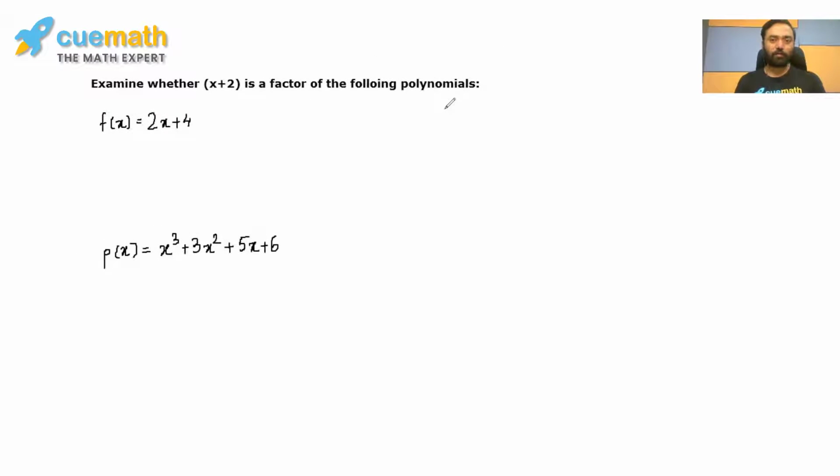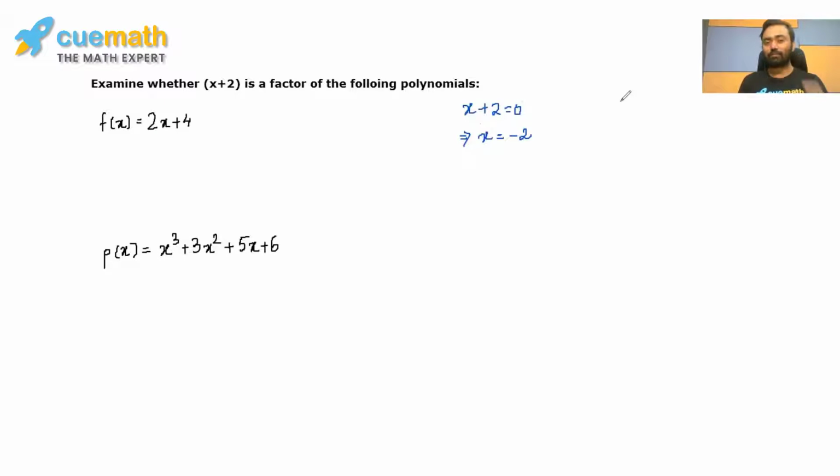So we have been given a question where we have been asked to examine whether x plus 2 is a factor of the following polynomials. Now we'll use the statement of the factor theorem to solve this question. So the first thing we'll do is find the root of x plus 2. So we'll take x plus 2 is equal to 0 or x is equal to negative 2. When this plus 2 is transposed to the other side, it becomes negative 2.